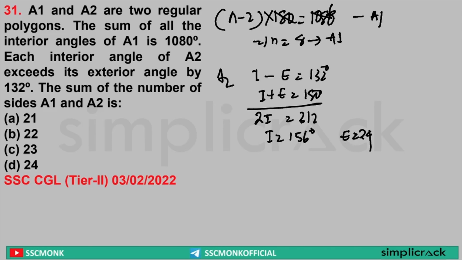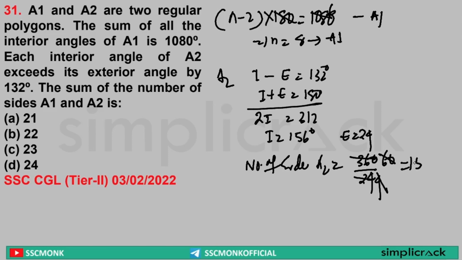Now understand this. If exterior angle is equal to 24 degree, then number of sides of polygon is 360 by 24. 6 4s are 24, 6 6s are 36, 4 15s are 60. So the number of sides of A2 is equal to 15, A1 is 8, so 15 plus 8 is equal to 23. That is the right answer.